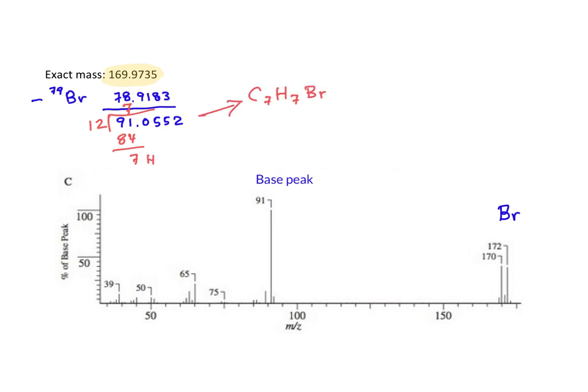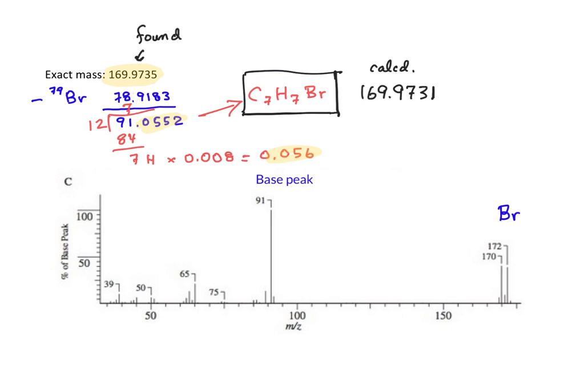7 hydrogens is estimated to contribute 0.056 to the mass defect. You can see that this is now very close. And in fact, we can confirm the claim of C7H7Br by using the isotopic masses in the table.